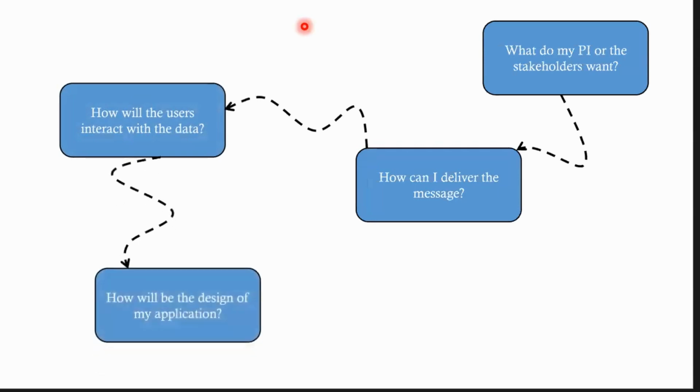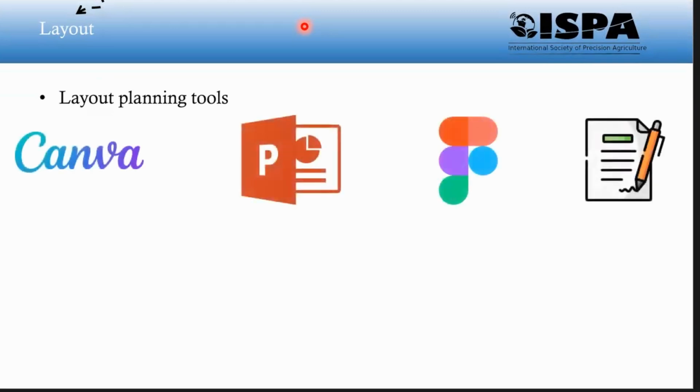And how will be the design of my application? How will my inputs and outputs be sorted in my application? Because this part of design is very important for how the user will see your app, the perception of the application. And thinking on design, you have a layout, and you can have many tools to plan how the layout of your app will be.